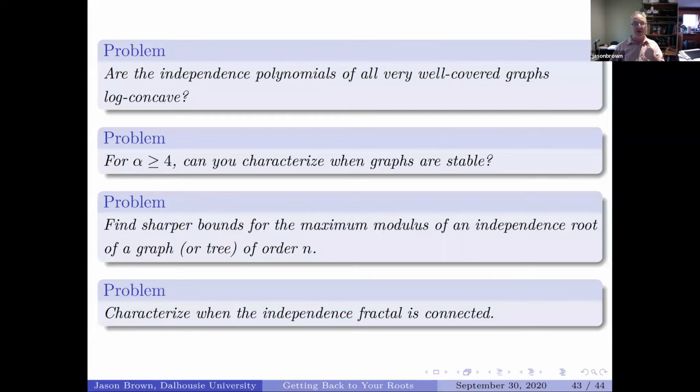For many graph polynomials, it's not known whether there are any purely imaginary roots except for 0. So for instance, for chromatic polynomials, it's an open problem whether there are any purely imaginary chromatic roots. For network reliability, it's not known whether there are any purely imaginary roots except for 0, of course, in both cases. So what about independence polynomials?